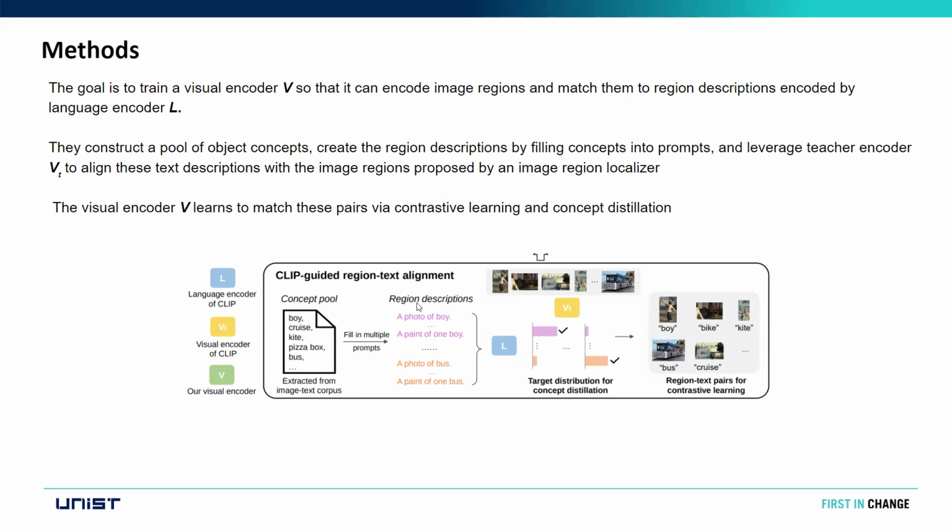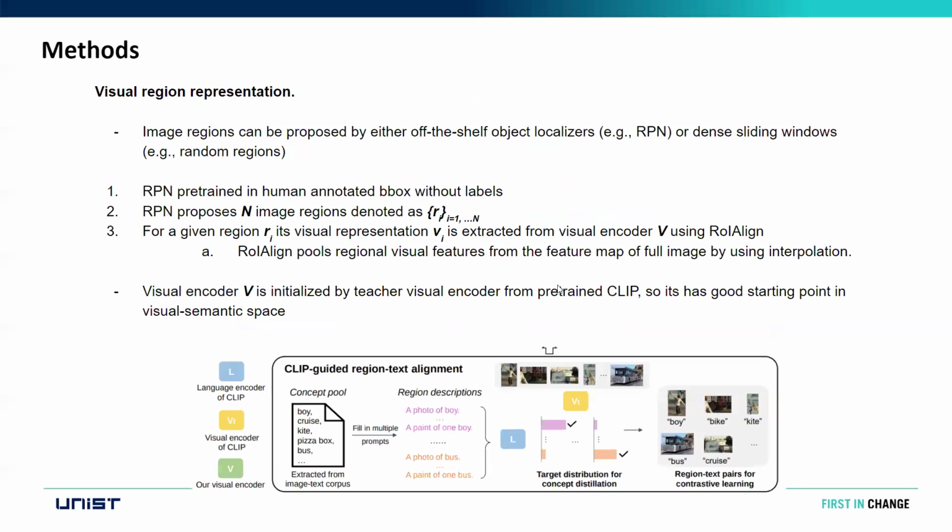And as I said earlier, for training these visual encoders, they first create a concept pool and then make them into several prompts. For each word, there are several prompts. Okay, I think this image should not be here.